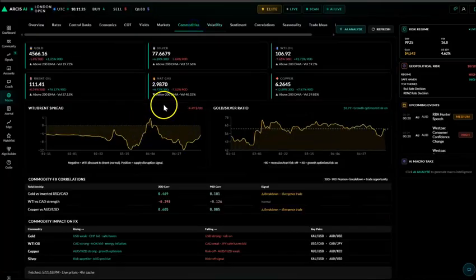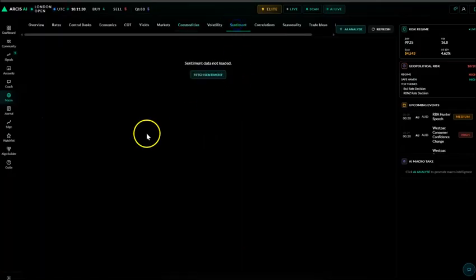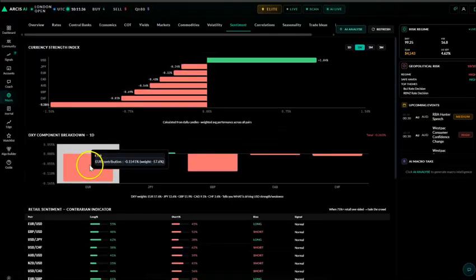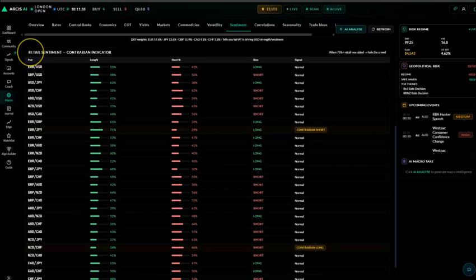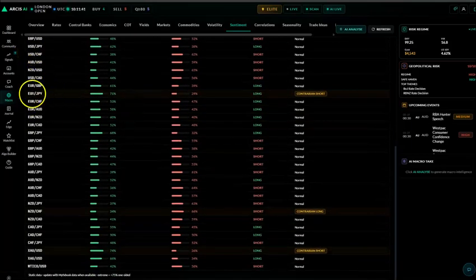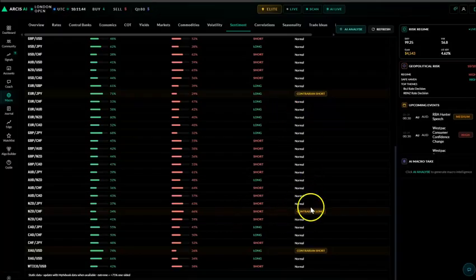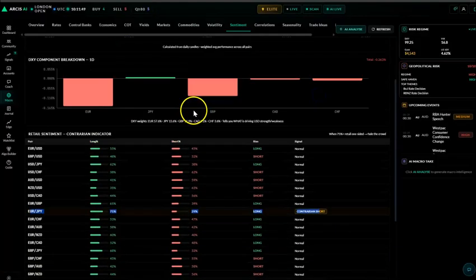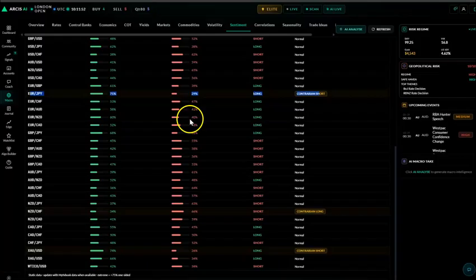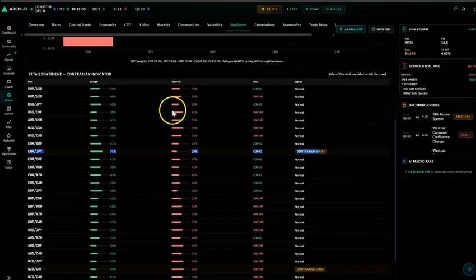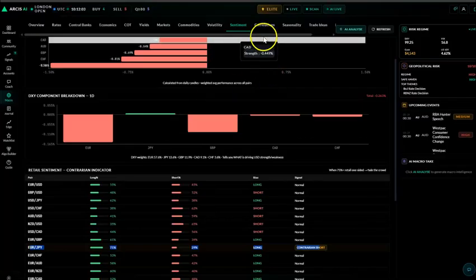Then we have the commodities, so it's just tracking commodities: gold, silver, oil, Brent oil, natural gas, and copper. We have sentiment gauge, so we'll just let that load. So this is telling you where retail positioning is across all the currency pairs, and then it can give you a contrarian signal. We can see that retail is heavily long Euro JPY, so smart money could be positioning on the other side. Again, use this data alongside your chart analysis and other technical tools. These are just guides, but it's showing you the whole macro picture.